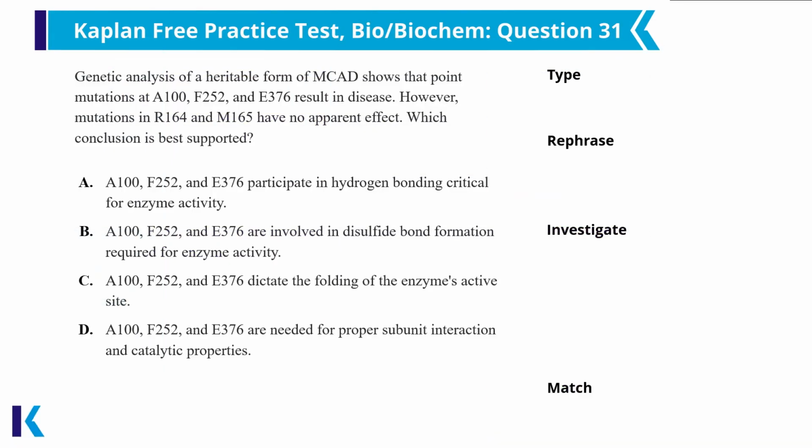Scanning question 31. I see one-letter amino acid codes with the number indicating position, some of which also appear in the answer choices. Looking at the question more closely, it's asking why A100, F252, and E376 mutations result in MCAD dysfunction. It also mentions that mutations in R164 and M165 have no effect on MCAT deficiency, but I'm going to ignore that detail since none of the answer choices include those two amino acids.